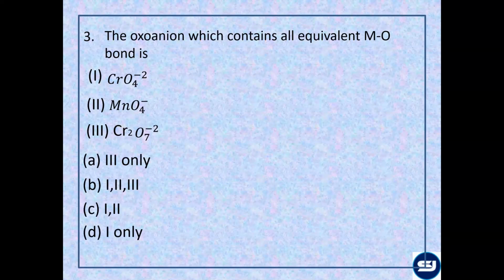Oxo anions which contain all equivalent M-O bonds, metal-oxygen equivalent bonds. First one is chromate, next is permanganate, and then dichromate. Only 1 and 2. The problem with the third one is it has a Cr-O-Cr linkage with each chromium bonded to 3 oxygens on either side.